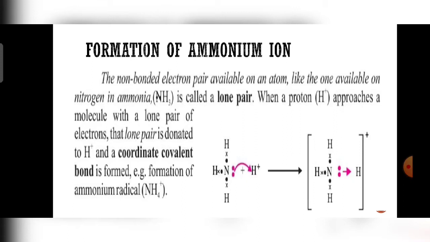When a proton approaches a molecule with a lone pair of electrons, that lone pair is donated to the hydrogen and a coordinate covalent bond is formed. For example, formation of the ammonium radical.